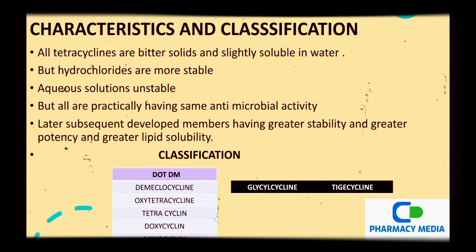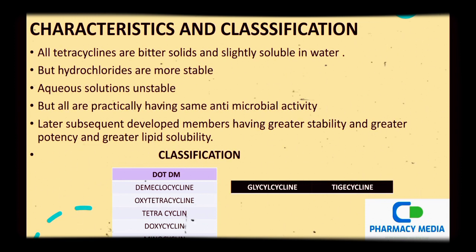Coming to the classification, there is a small mnemonic: DOTDM. Remember it as DOTDM. D stands for demeclocycline, O stands for oxytetracycline, T stands for tetracycline, D stands for doxycycline and M stands for minocycline. And the recent subclass introduced is glycylcycline, and the drug in that subclass is tigecycline.